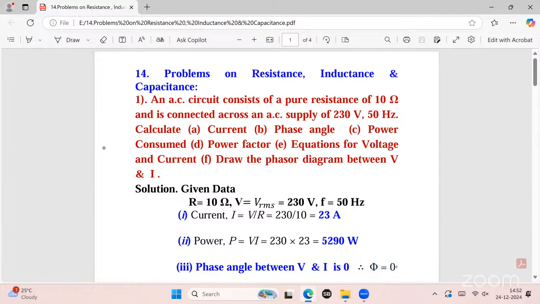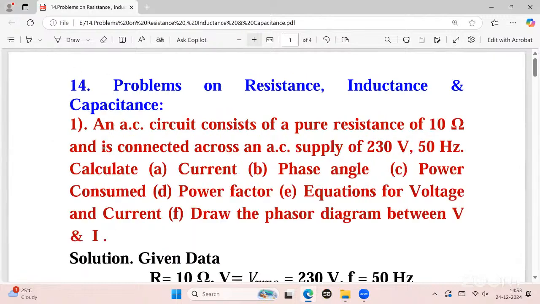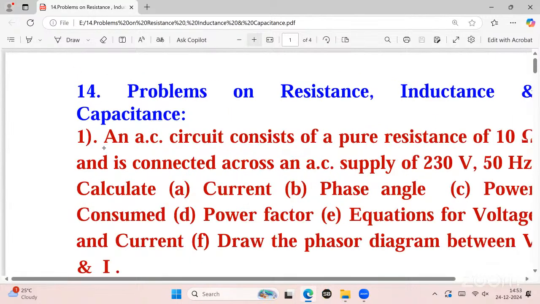Right. We have to do 3 problems: one on pure resistance, one on pure inductance, one on pure capacitance. Three problems we will do. Okay. Write down the question. It is on pure resistance.